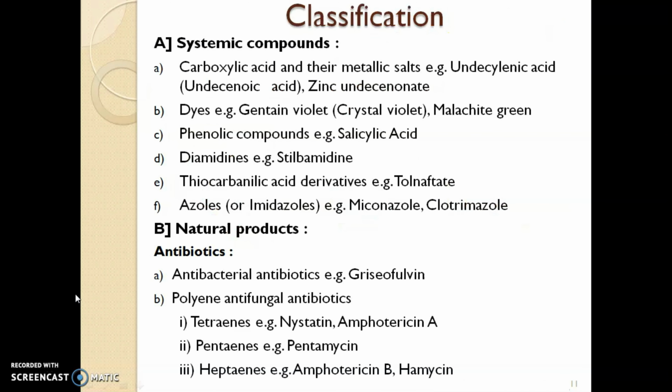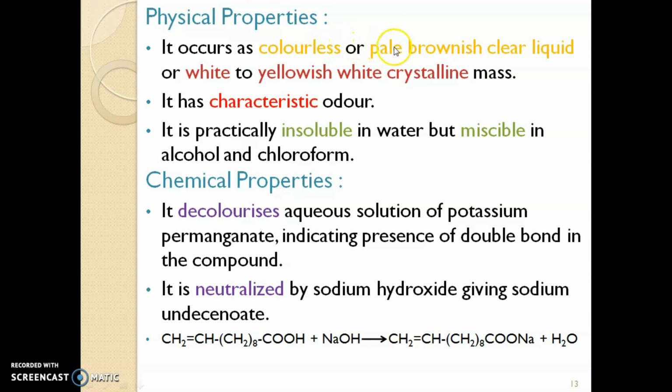It consists of undecenoic acid, having the chemical formula C11H20O2. This is the structure of undecylenic acid, that is CH2 double bond CH, CH2 8 times, COOH. Next point is the physical properties of undecylenic acid. Its color is colorless or pale brownish clear liquid, or white to yellowish white crystalline in nature. Also it has a characteristic odor.